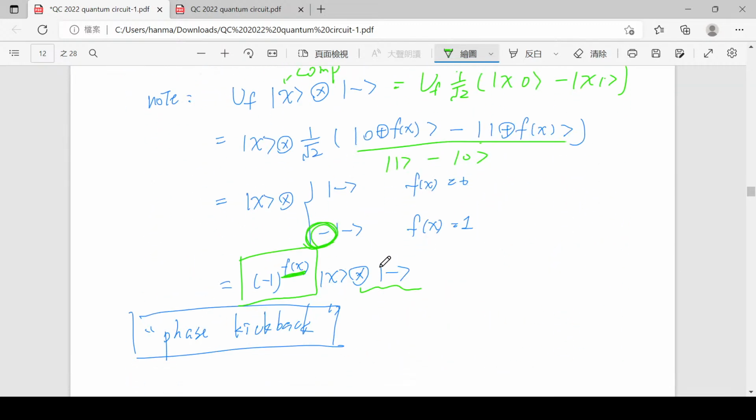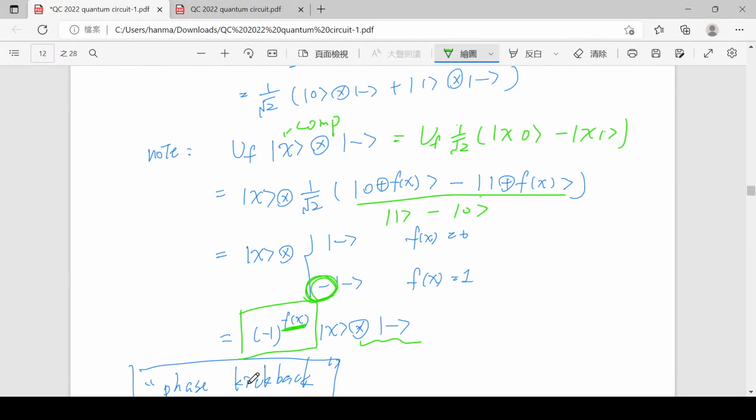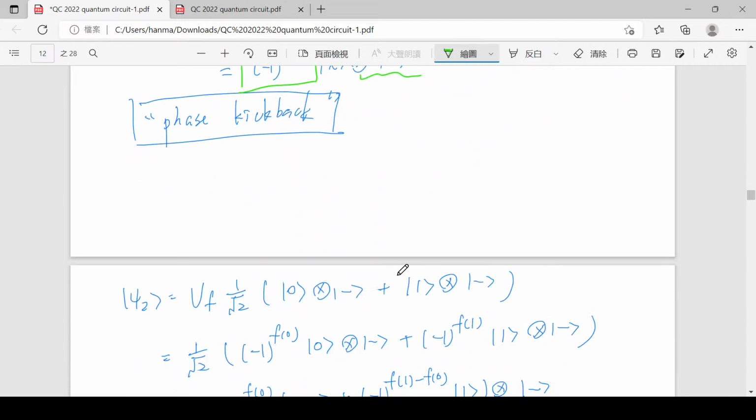Any questions so far? Do people understand how we calculate this phase kickback result? Okay, I assume you all understand.